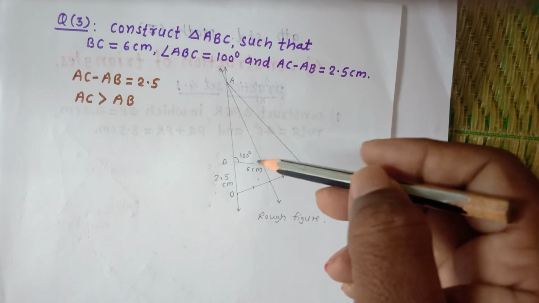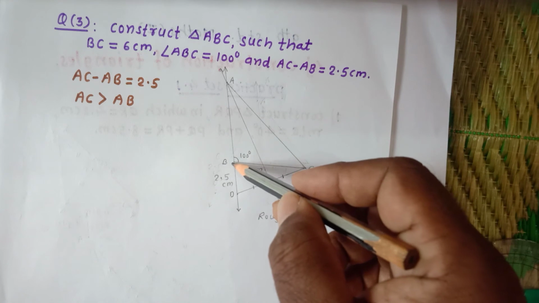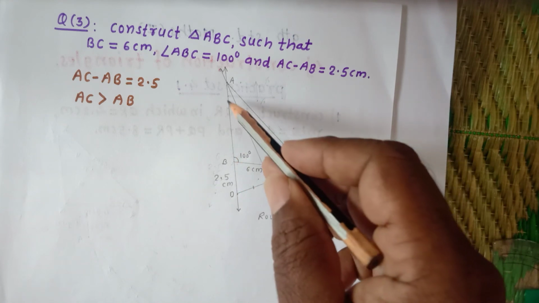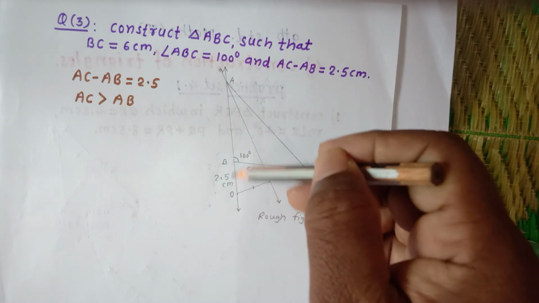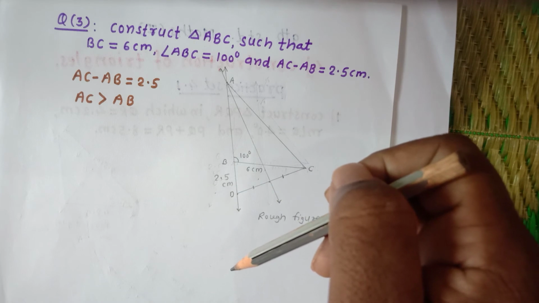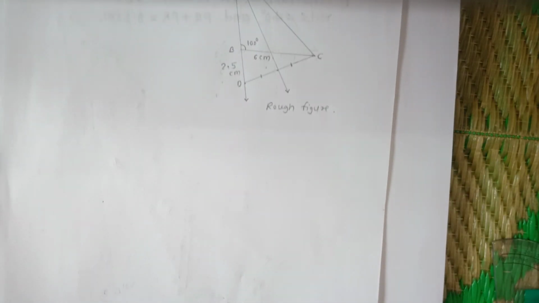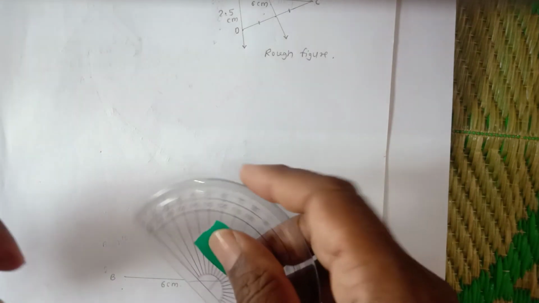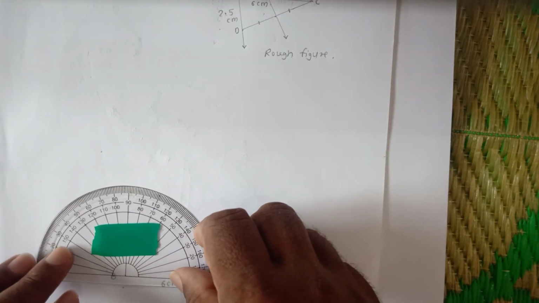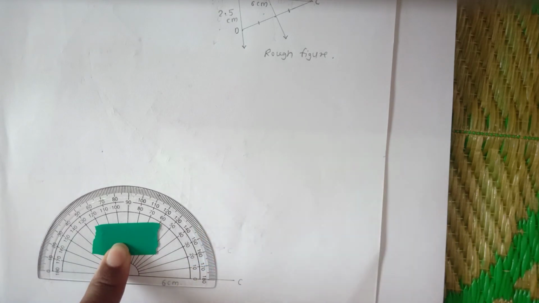Therefore we have to take that distance of 2.5 centimeter on the ray opposite to this ray, below. We have to take this 2.5 centimeter here. Now let's construct this triangle. So at first draw the side BC of 6 centimeter. Now using a protractor draw an angle of 100 degrees.